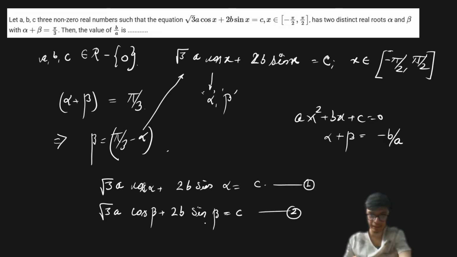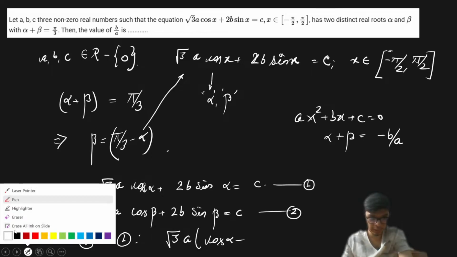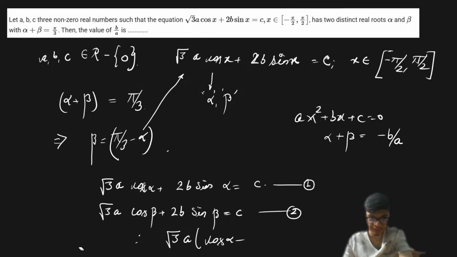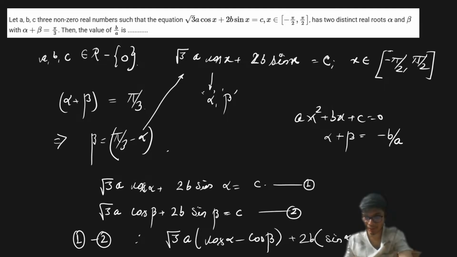Now if I subtract the second equation from the first one, let me do the opposite one so that you can feel it is easier. I am subtracting 2 from 1. In this case I will get root 3 a times cos of alpha minus cos of beta plus 2b times sine of alpha minus sine of beta is equal to 0.